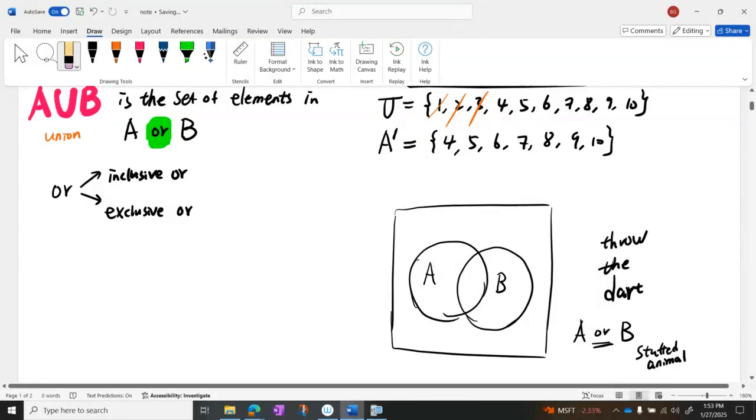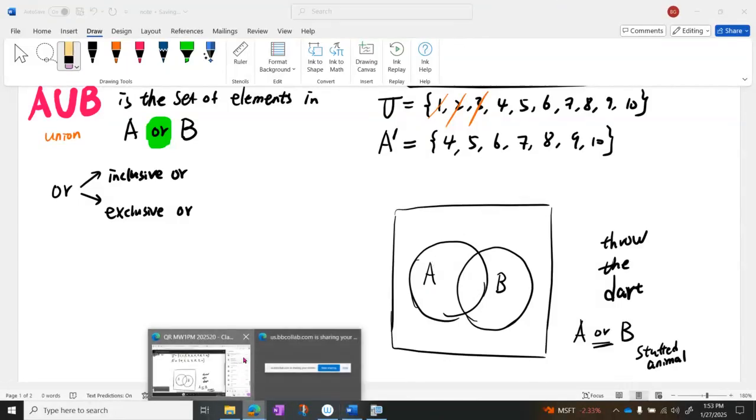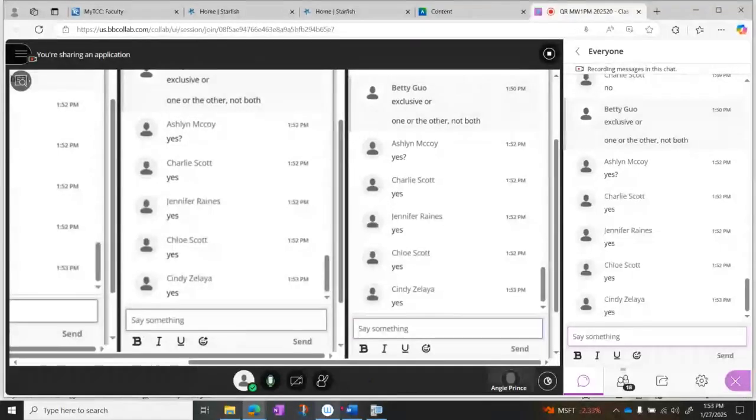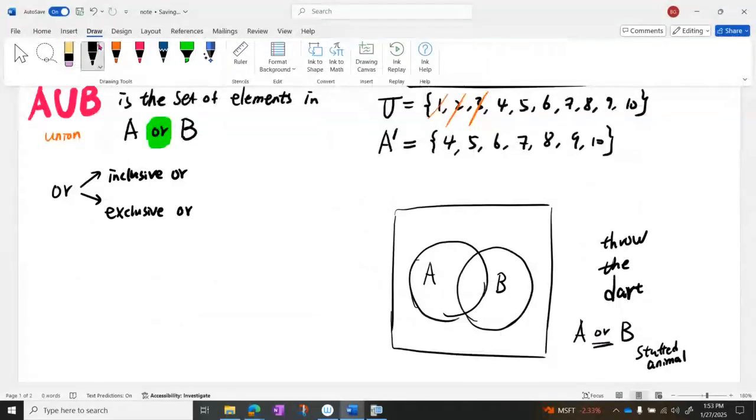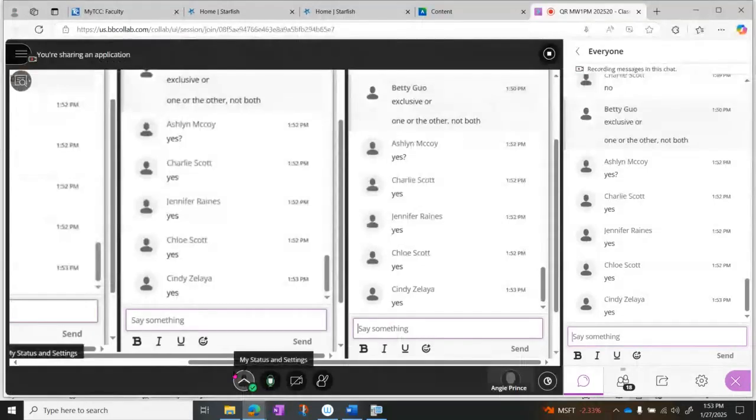And in this case, the or is inclusive or. Inclusive or means this part only A, not B. This part only B, not A. And this part A and B, including both. So let me type what is inclusive or.